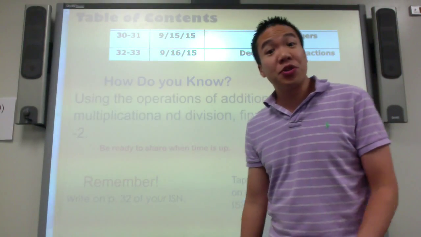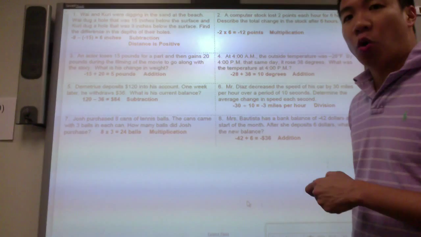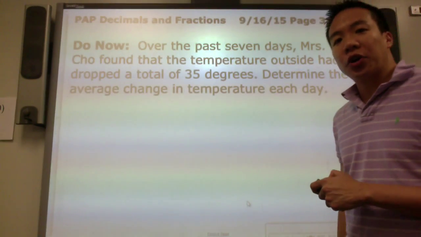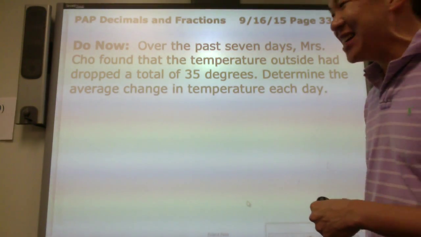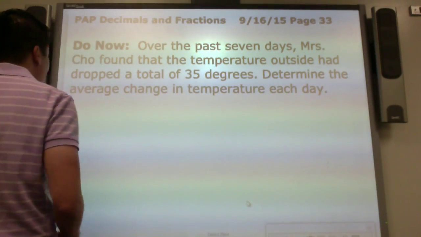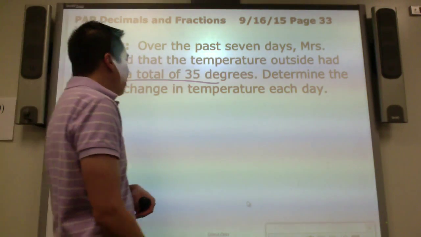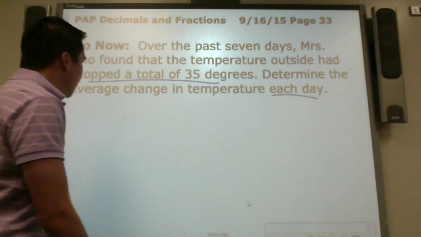This lesson is over decimals and fractions, and how to convert them. Also, we're going to talk about something called rational numbers. Let's go over our last lesson over dividing integers. Over the past 7 days, Mrs. Cho found that the temperature outside had dropped a total of 35 degrees. Find the average temperature change each day.